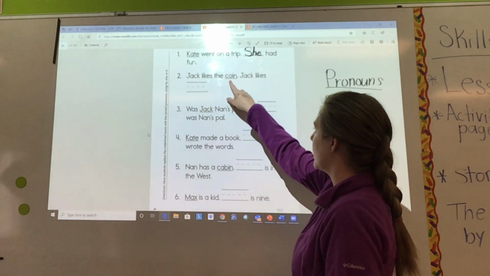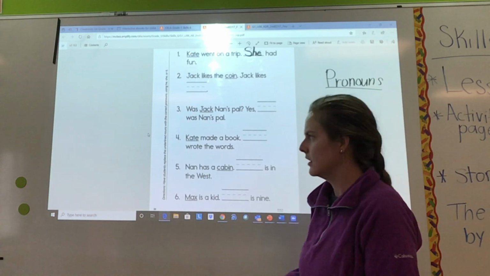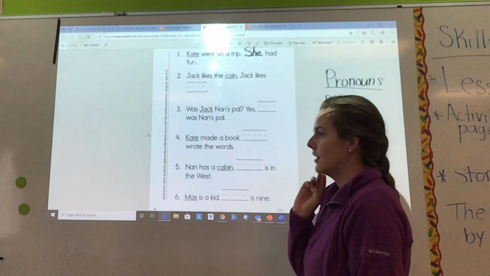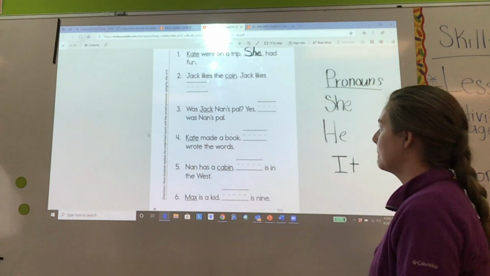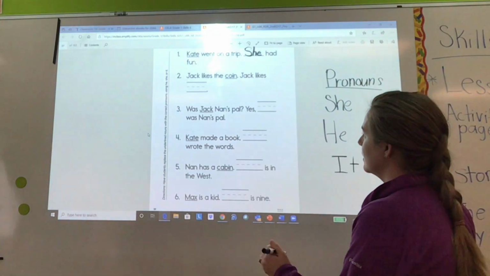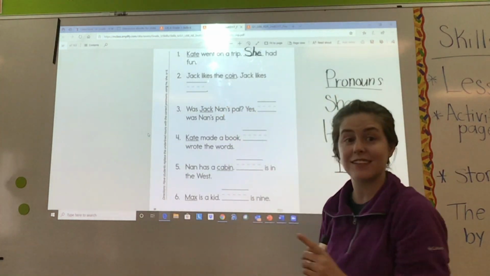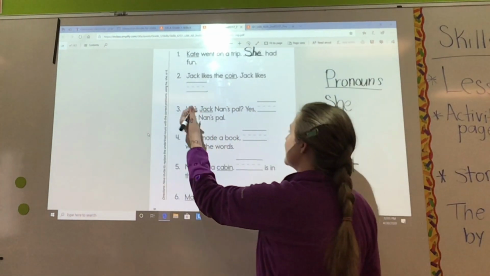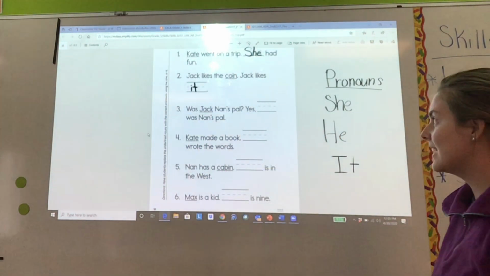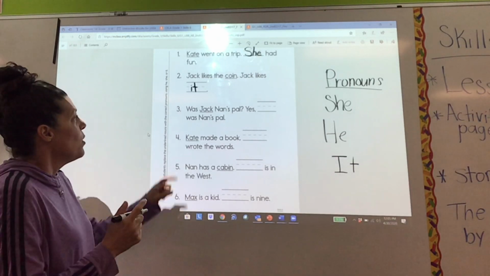Jack likes the coin. Jack likes him. He, she. I love that you're trying your best. So coin is underlined. Let's look at that. That might be important. Coin's not a boy. Coin's not a girl. But a coin is a thing. So that must mean it. Jack likes it. Excellent. Jack likes the coin. Jack likes it. There it is.